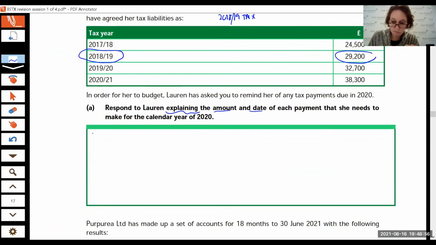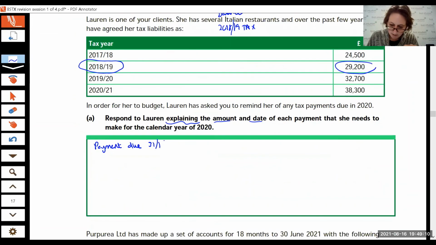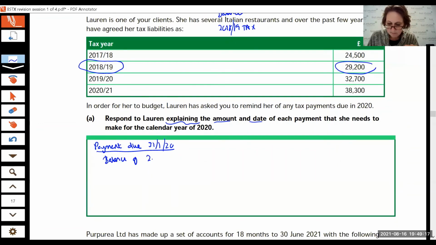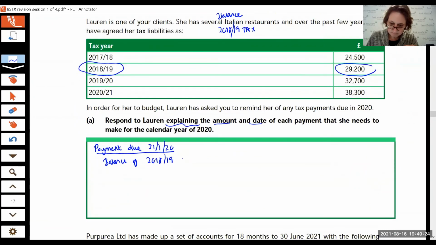I'm just going to do some rough workings here. I'm not going to put a whole answer together, but let's just say payment due 31st of January 2020. That can be my heading. And then let's just say it would be the balance of the 2018-19 tax liability.